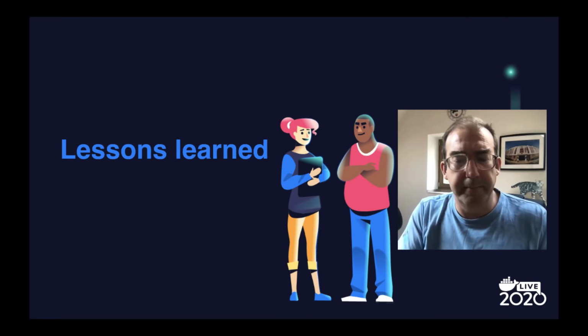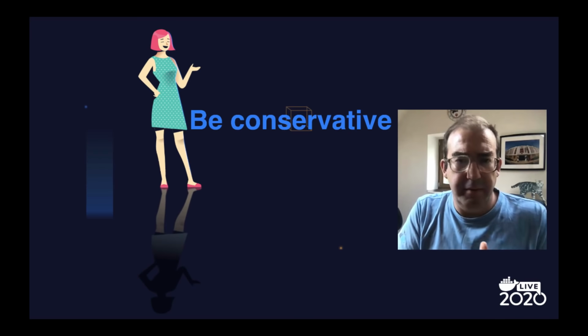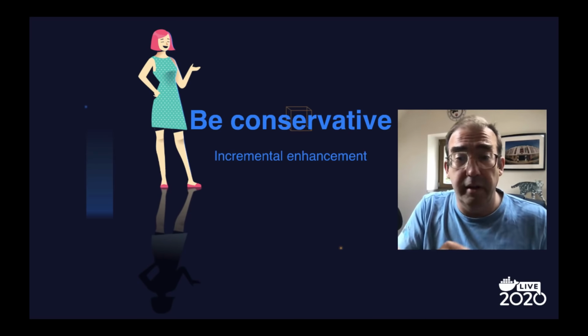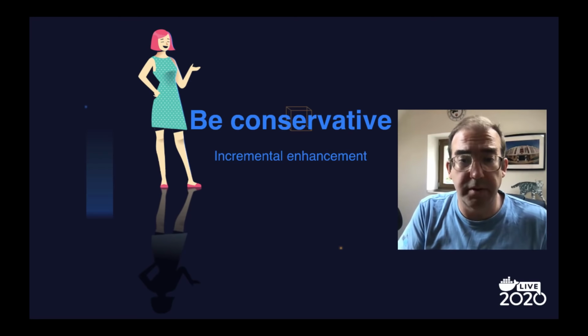Okay, what did we learn? Be conservative. Maybe this doesn't apply to all the projects that have Docker images on Docker Hub, but for the curl project, this worked out very well for us. Open source tends to do development incrementally, and that works well for the curl project, and it works well for the curl Docker project. That is, we take off little bites of functionality and implement them, and then just iterate.